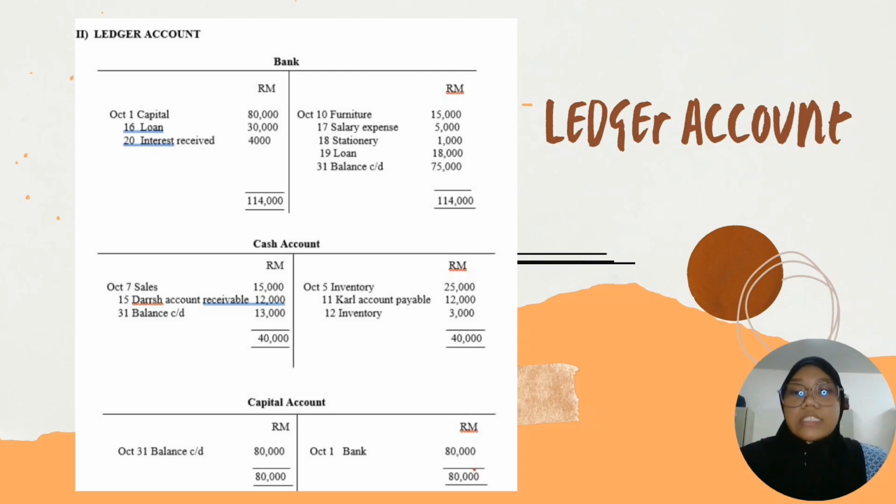Cash account has sales on the debit side, including account receivable and balance c/d. After that, on the credit side there is inventory, account payable, and another inventory on 31st October, and a balance of 40,000. The 50,000 has a balance c/d and bank, and both have a balance of 80,000 ringgit Malaysia.